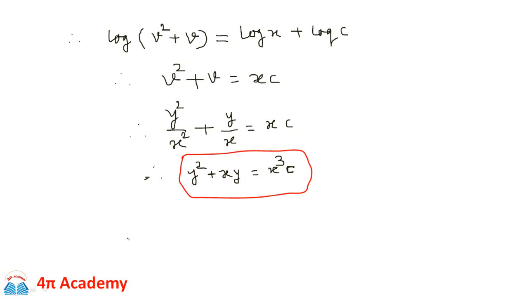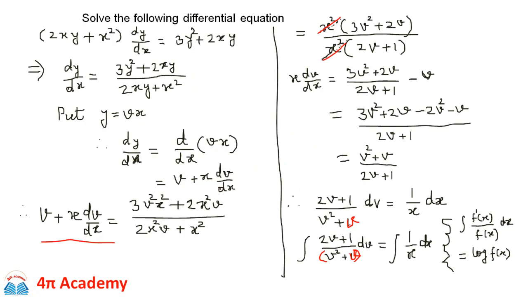So please make the correction in the first slide. Here by mistake I have written this value as v square plus v. Instead of that I have taken it as v square plus 1. So I have done the correction. Please note this.